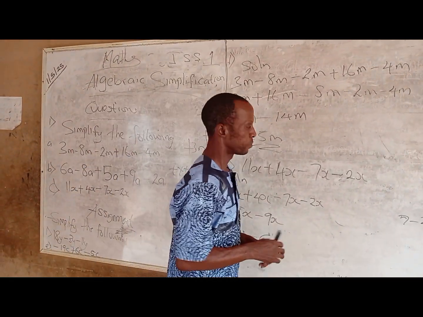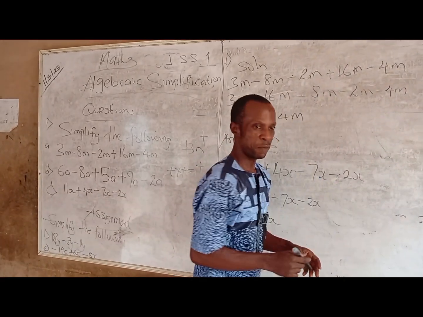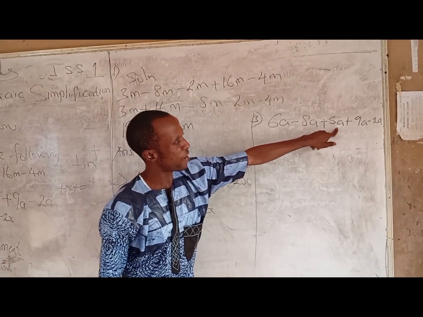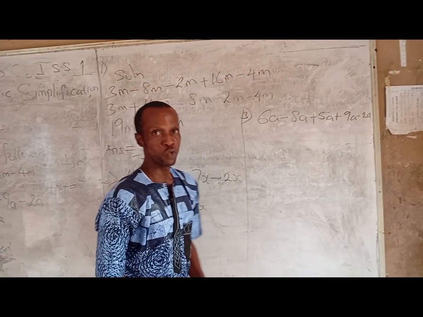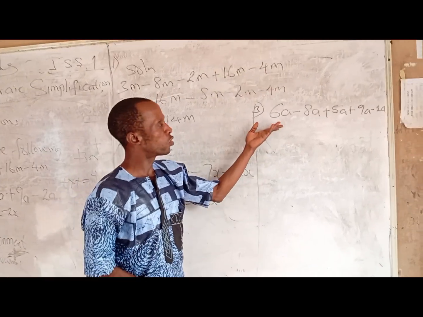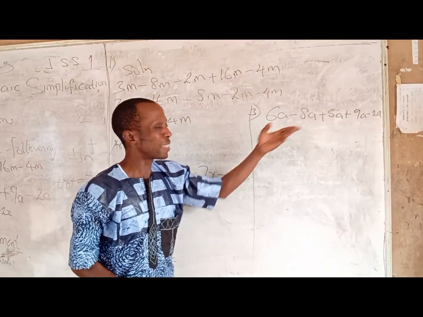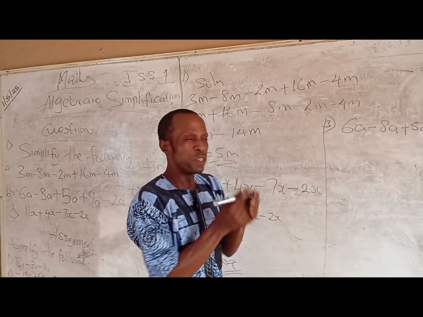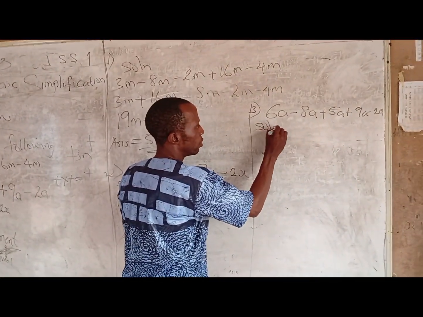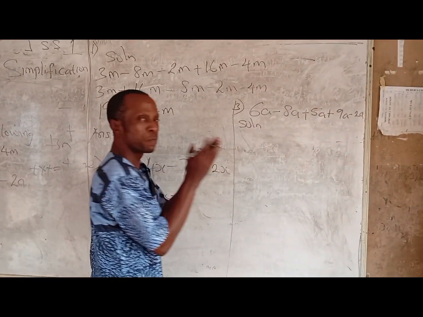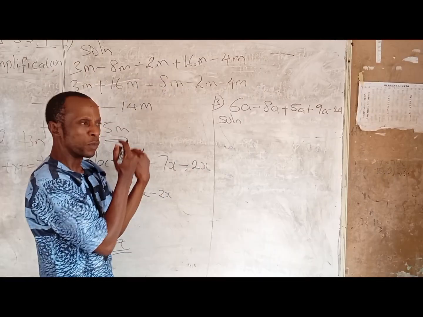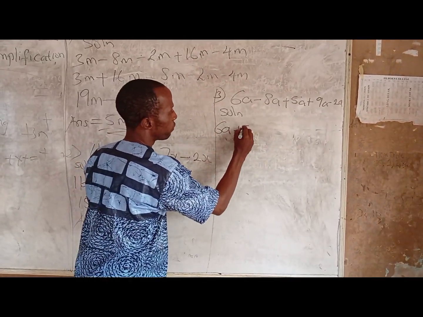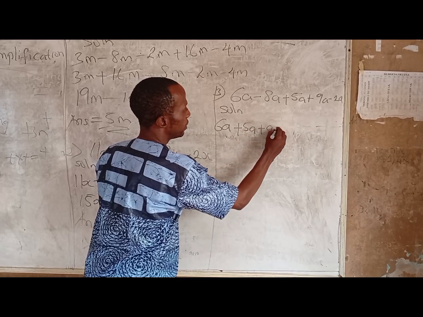No problem. Number 3. We are having 6a minus 8a plus 5a minus 9a minus 2a. What do I do here? We group, or we can say collect like terms. So we are doing algebraic simplification by grouping. So I have my solution. All the numbers that have plus should be on one side, and the numbers with minus on the other side. So I have 6a plus 5a plus 9a.